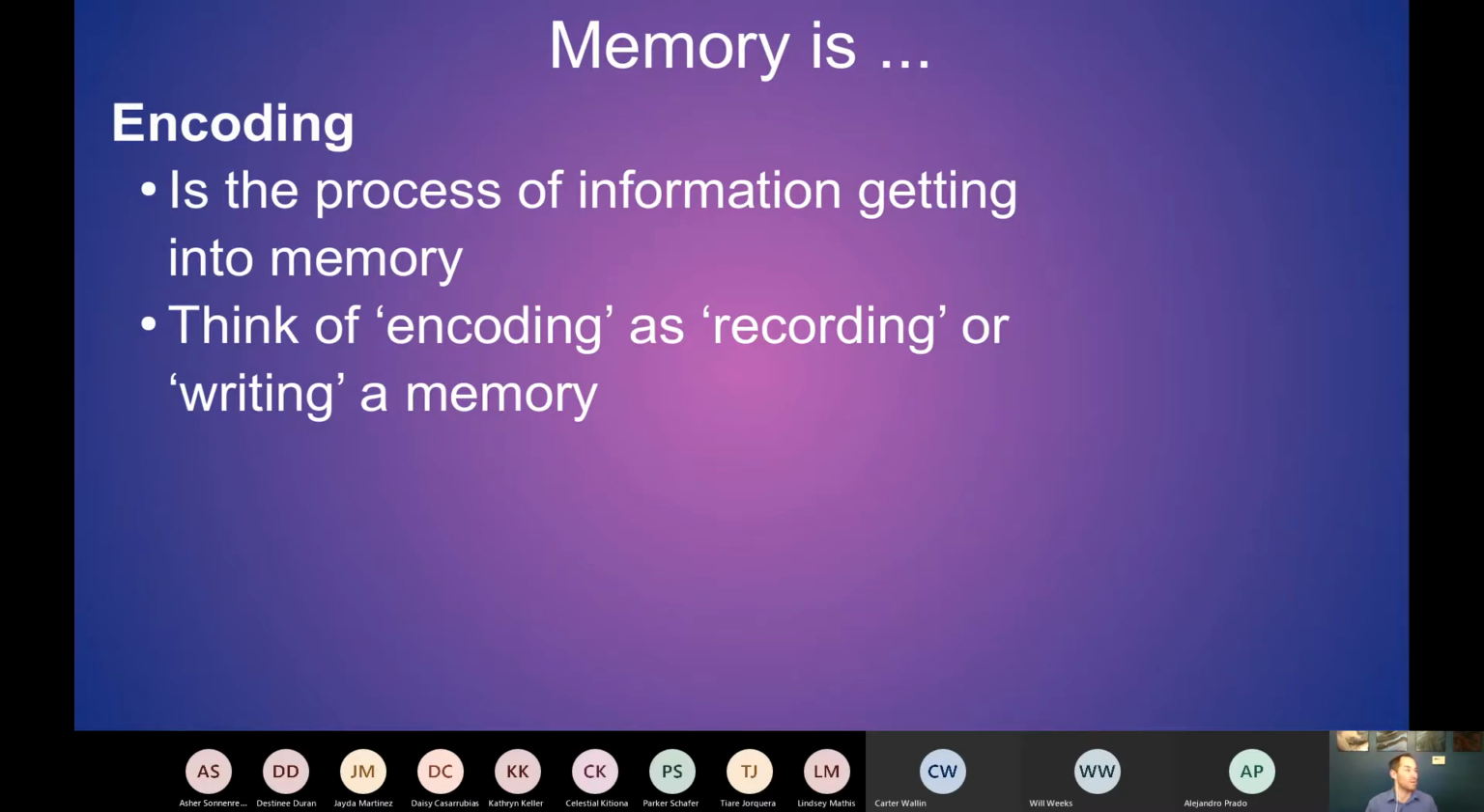All right, so memory. What is memory? Memory is basically how we describe the past things that have happened to us, or the knowledge of how to do things that can be recalled and used at any given time. Part of that is the process of encoding, and encoding is getting information into our memory.